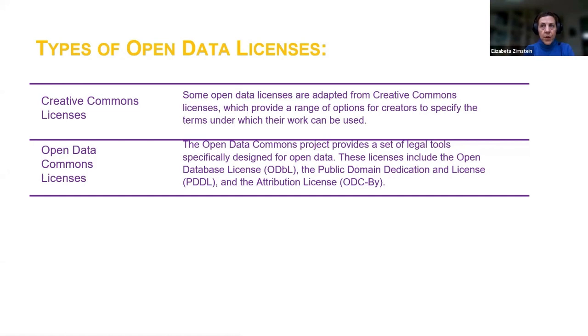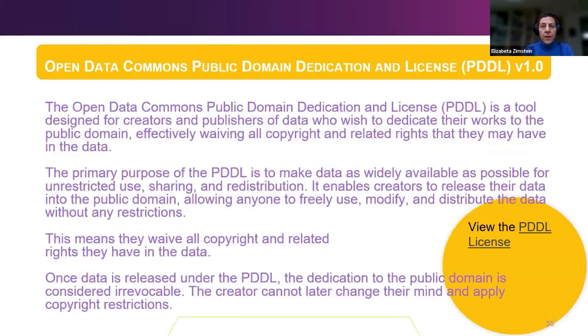The Open Data Commons project provides a set of legal tools specifically designed for open data. These licenses include the Open Database License, the Public Domain Dedication and License, and the Attribution License. The Open Data Commons Public Domain Dedication and License is a tool designed for creators and publishers of data who wish to dedicate their works to the public domain, effectively waiving all copyright and related rights that they may have in the data. The link to the PDDL license is in the yellow circle on the right side.